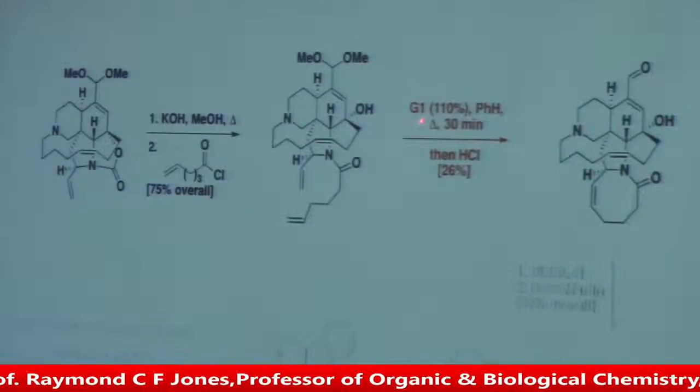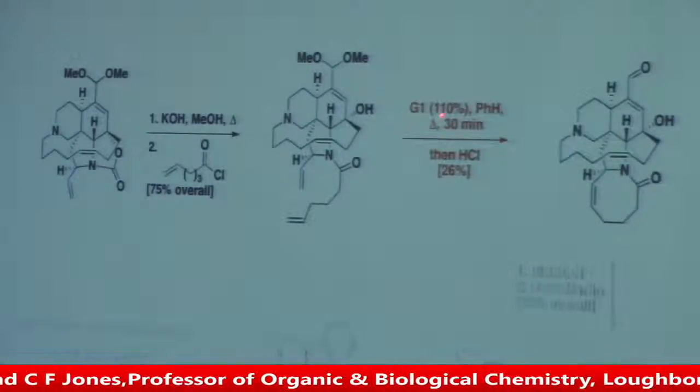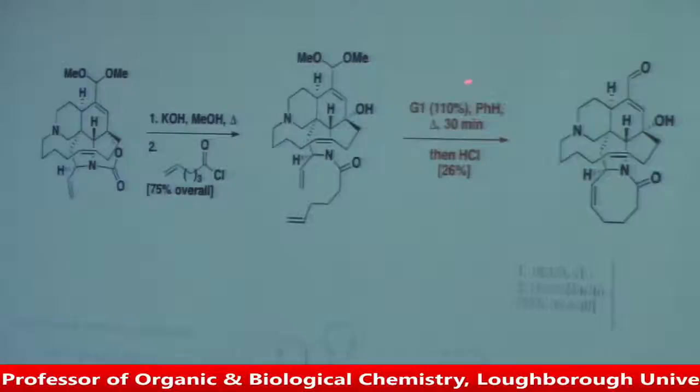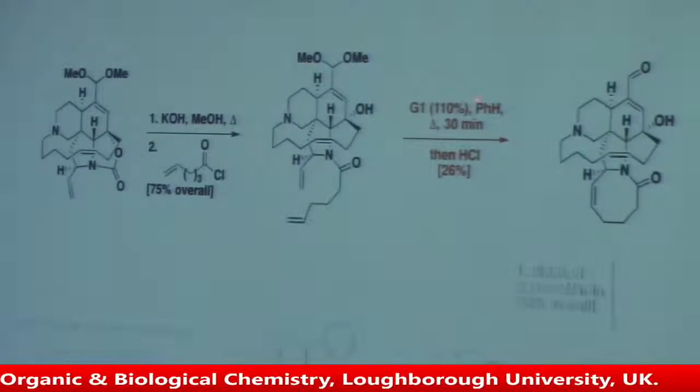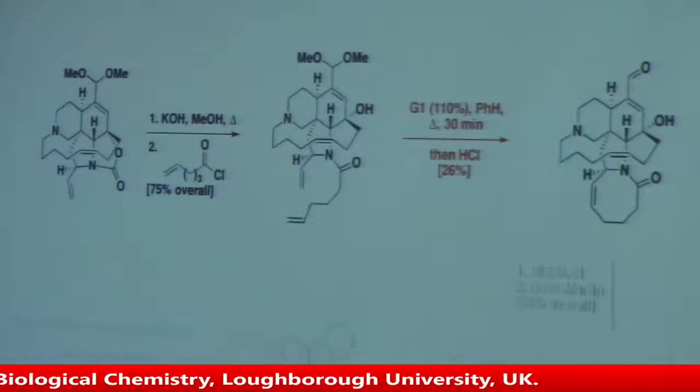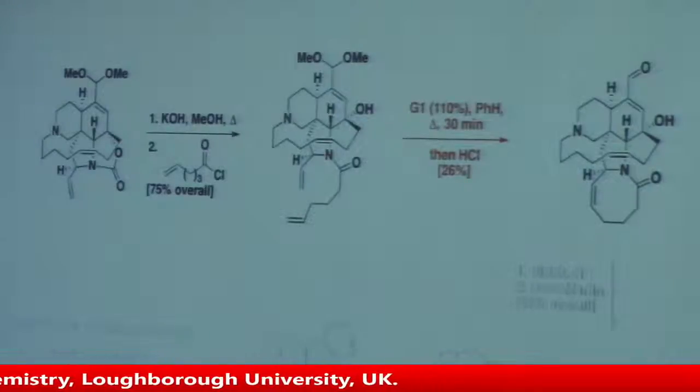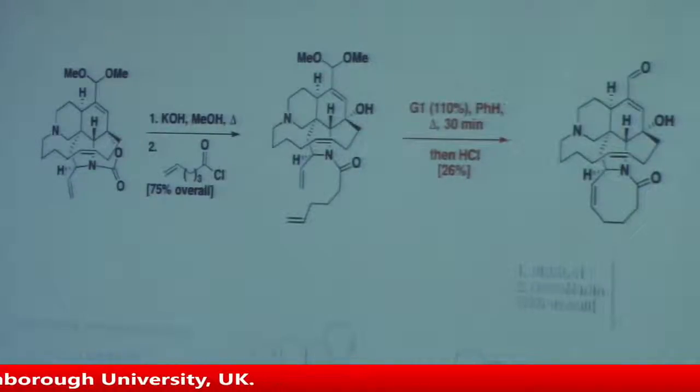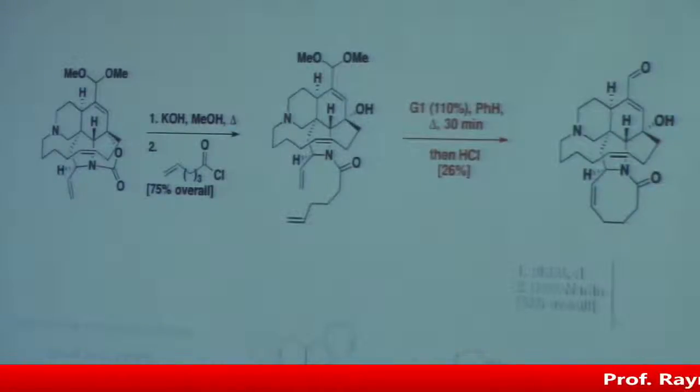That puts in enough carbons to react with the vinyl group that's already there to make the 8-membered ring. Once again, Grubbs' first generation catalyst worked here, but you'll notice quite a lot of it was used. You might argue that at 110%, that becomes a reagent rather than a catalyst. But if you look at the probability factor in the previous slide.